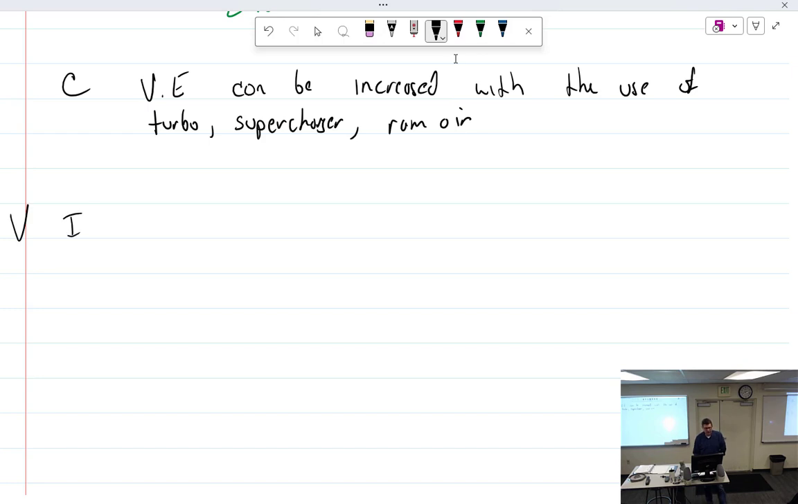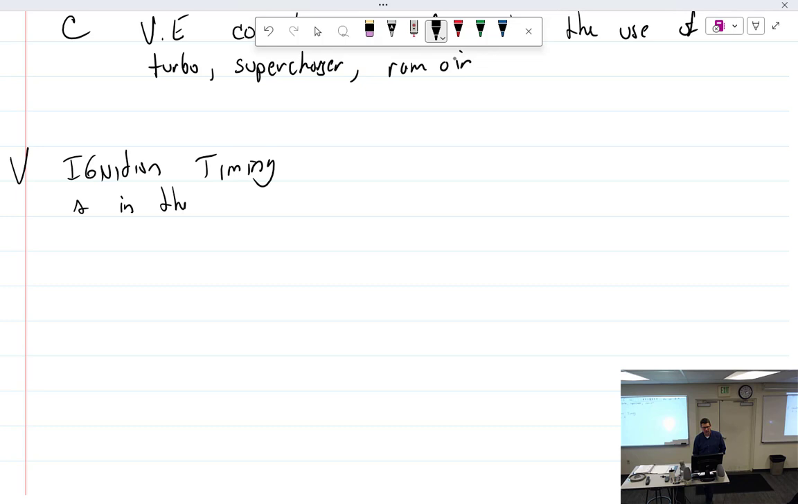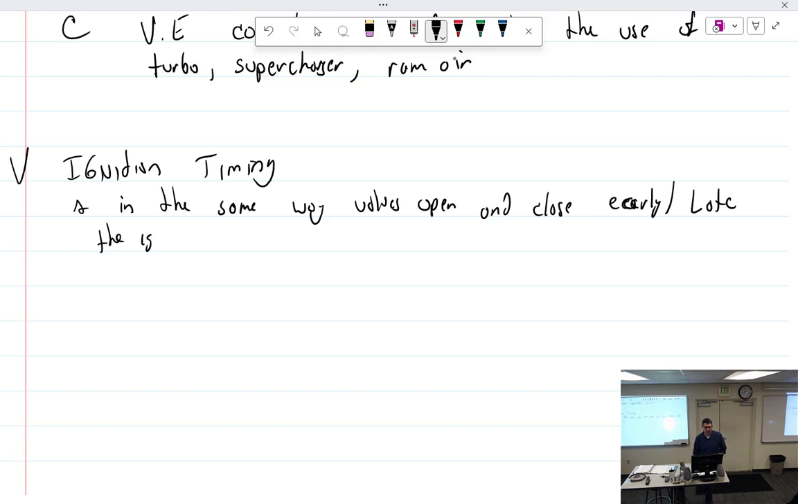So here, ignition timing. The same way the valves open early and close late, the spark is early. The ignition does not happen at top dead center. It happens early.